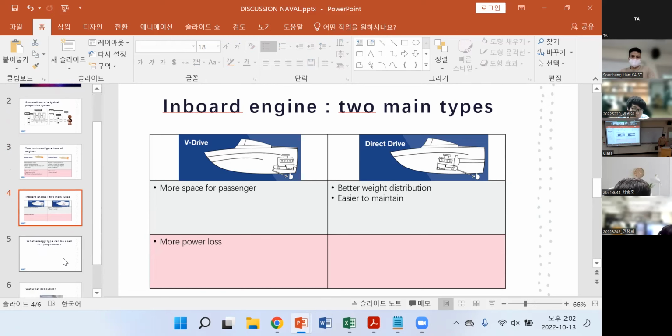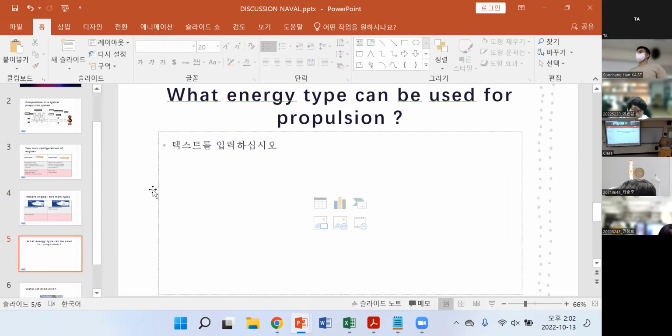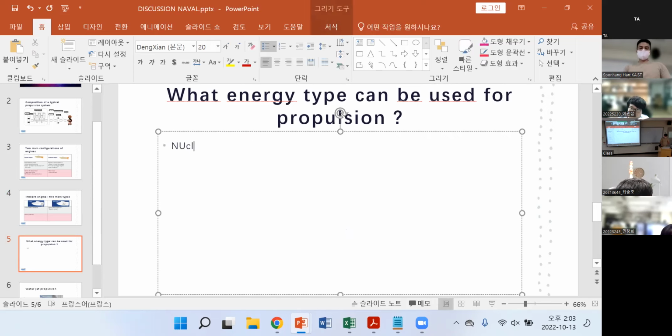Now, what I propose to you is to try to list together the types of energy that can be used for propulsion. In front of each kind of energy, you can put some kinds of boats that use this technology, or maybe an era in time when we used this energy. For example, I know that nuclear propulsion is used for naval vessels. So maybe we can try to list some kinds of energy that you know.